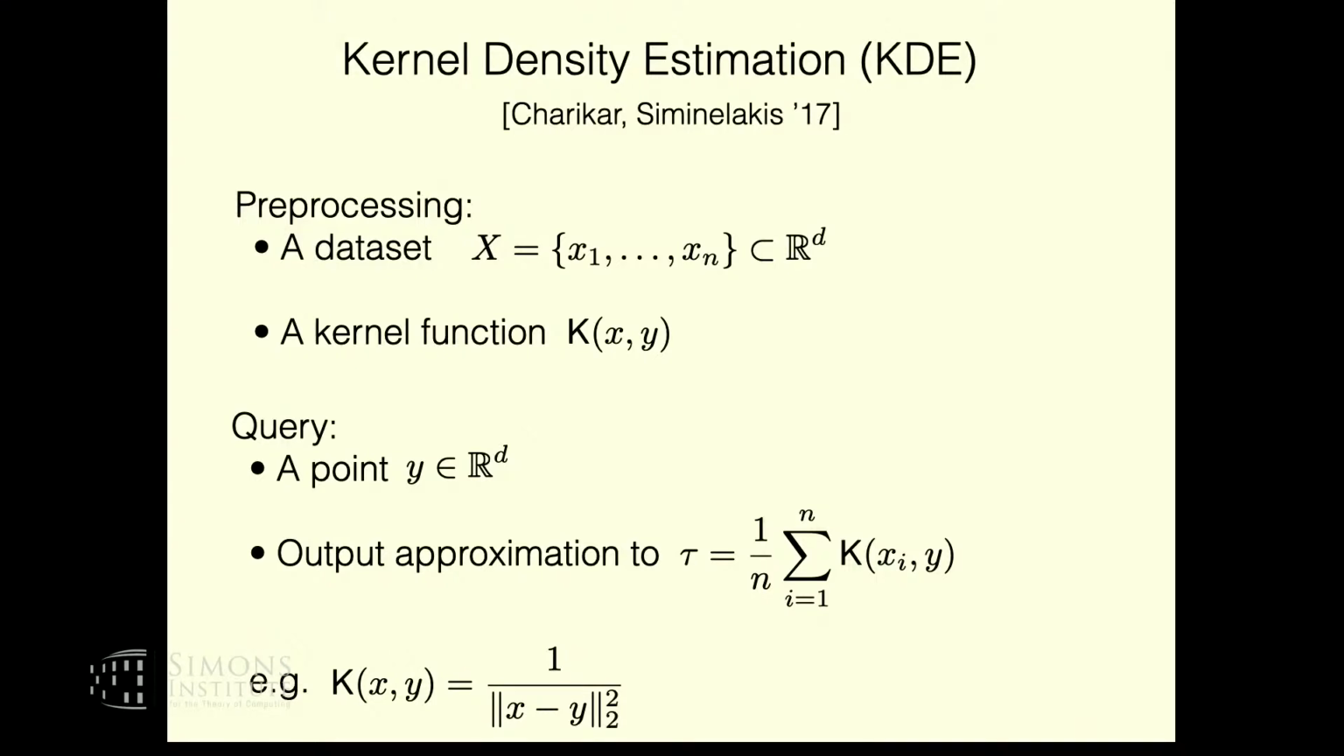Now, what's the goal? The goal is to design a data structure that can store these points such that in the future, when a new point comes, you can approximate the average value. As Moses said yesterday, you're trying to say, what is the aggregate force that each of the points, x1 through xn, is exerting on the query point y?